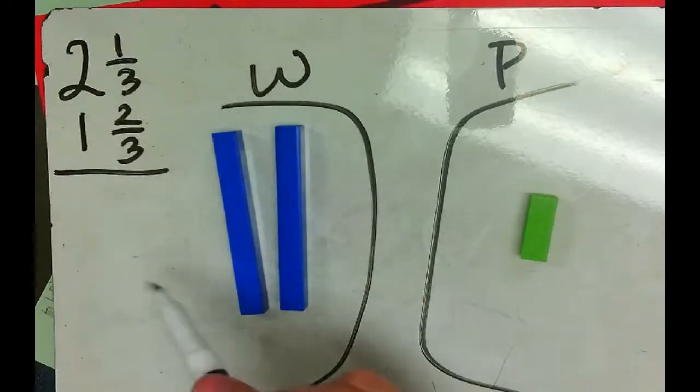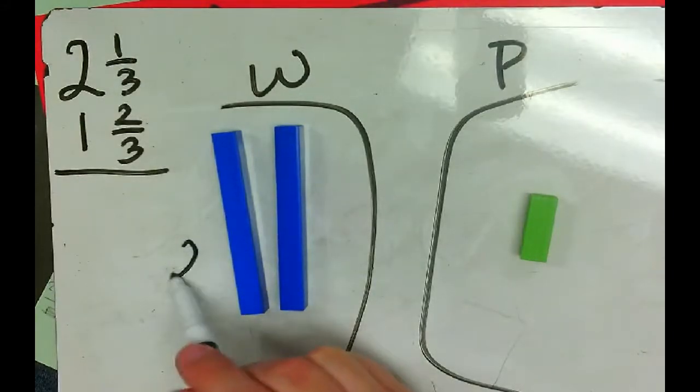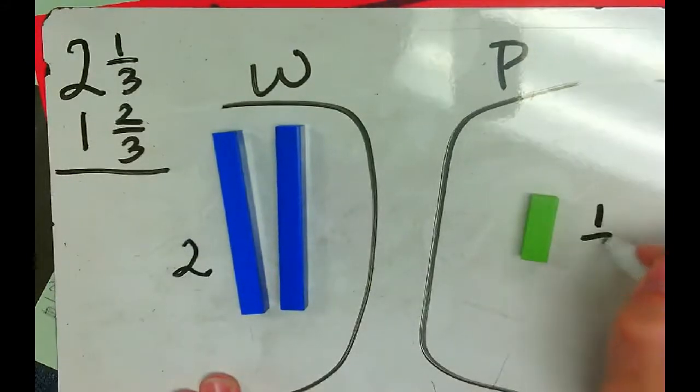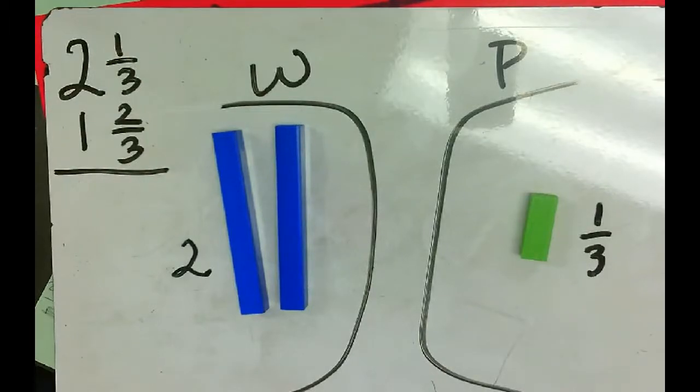So right here we're going to write 2, and right here we're going to write 1/3. When you're subtracting, you always start on this side, right? So I'm going to start by subtracting the fractions. Can I take away 2/3 from 1/3? No. Well, what am I going to have to do? Take a whole. I'm going to have to borrow.